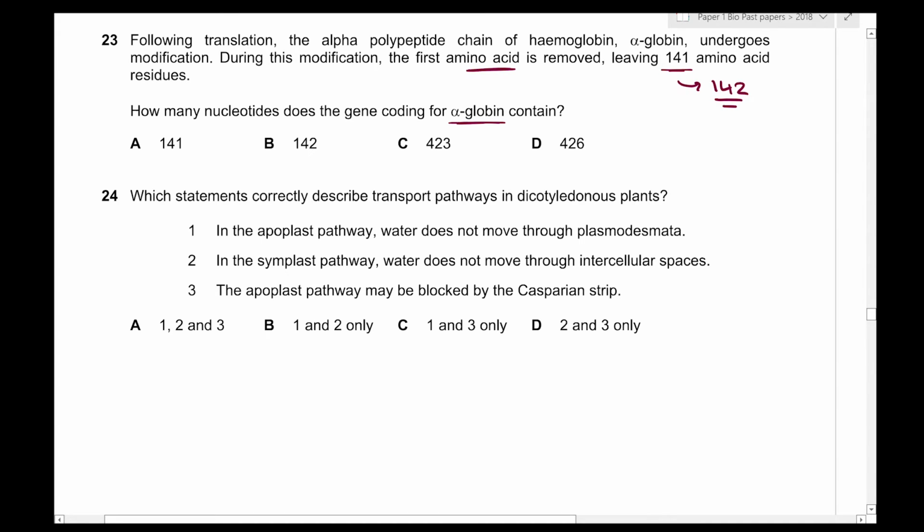Now, as we all know, 3 nucleotides, or a codon, code for 1 amino acid. Therefore, to calculate how many nucleotides the gene for alpha globin contains, we must multiply 142 by 3 to get the number of nucleotides. 142 is the number of amino acids and 3 is the number of nucleotides forming each one. Therefore, the correct answer must be D.